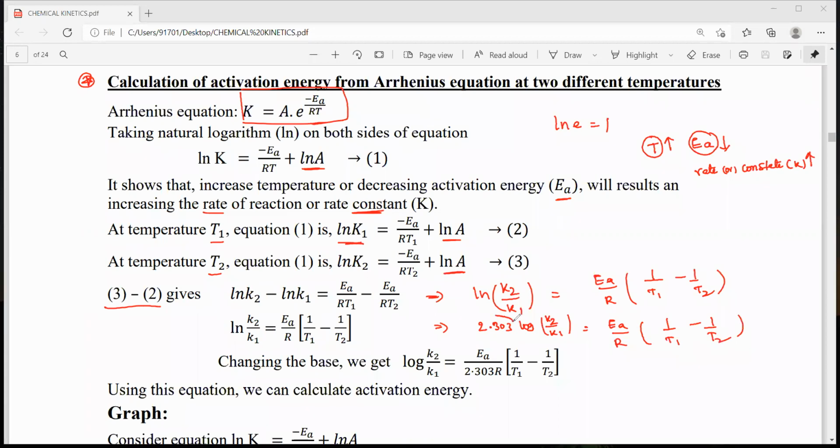Then the 2.303 goes to the right side and becomes part of the denominator. Therefore, log k2 by k1 is equal to Ea by 2.303 R into 1 by T1 minus 1 by T2. The LCM is T1 and T2, so it is equal to T2 minus T1 by T1 into T2. This is the final formula, dear students. Here k2 is the rate constant at T2 temperature, k1 is the rate constant at T1 temperature, Ea is the activation energy, and R is the gas constant.